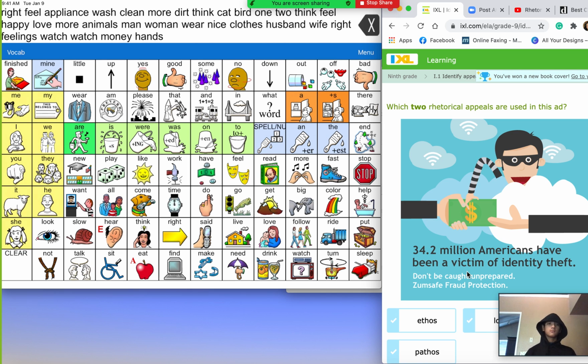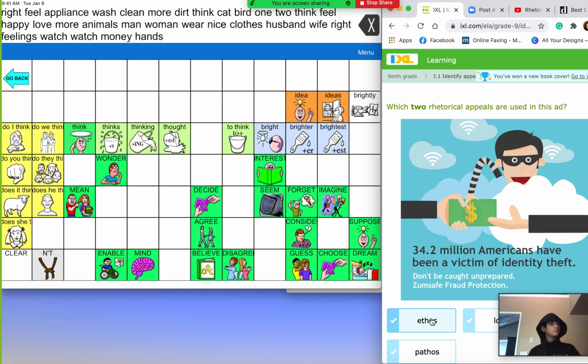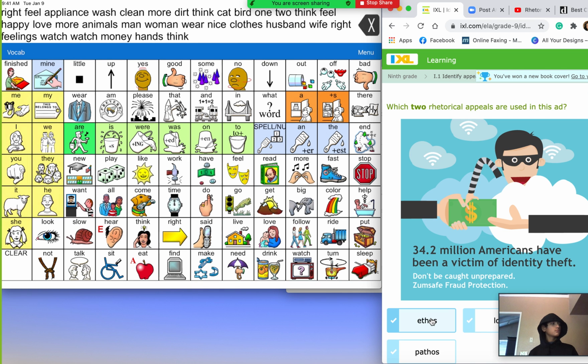So it says 34.2 million Americans have been a victim of identity theft. Don't be caught unprepared, and they've got fraud protection. Okay? So, what do you think there? Since they've got that number of identity, yeah, so that's going to be logos. Yes. And then you're right. That's also, yeah, I think so too, because it makes you feel kind of scared or unprepared, right?